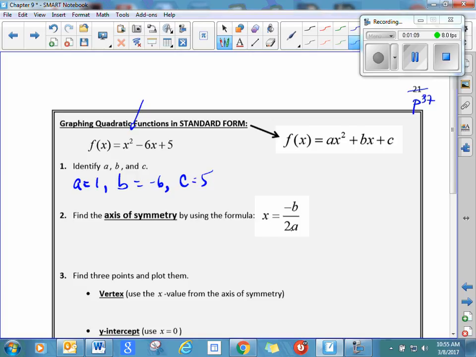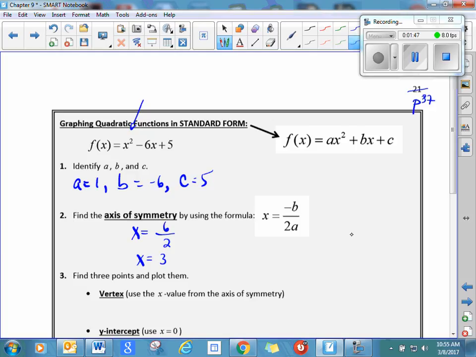So here's the formula to find the axis of symmetry. It says your x value of your axis of symmetry is going to be the opposite of B over 2 times A. So our x value is going to be the opposite of B, which is going to be a positive 6, because the opposite of a negative 6 is positive 6, over 2 times 1, which is 2. So our x value is going to equal positive 3. Well, that's fine for our axis of symmetry, where our line is going to cut through.